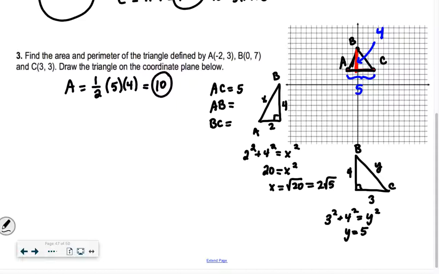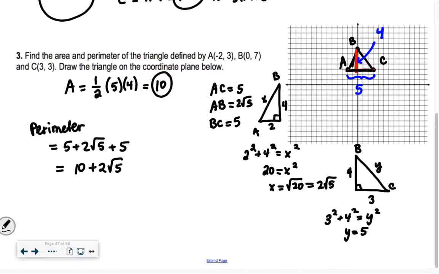All right, so AB is 2 root 5, and BC was 5. So our perimeter then is going to be all of those added together. So we're going to have 5 plus 2 root 5 plus 5. So the only way we can combine is just to combine the 5s and say 10 plus 2 root 5. Okay, that would be the exact answer.